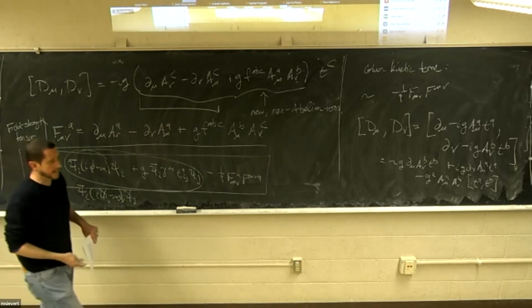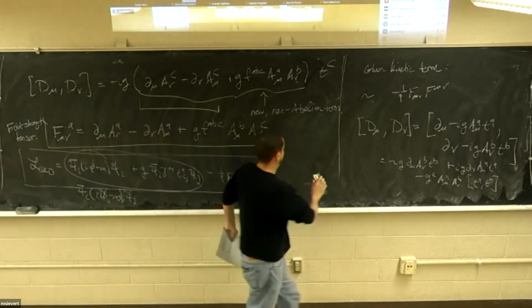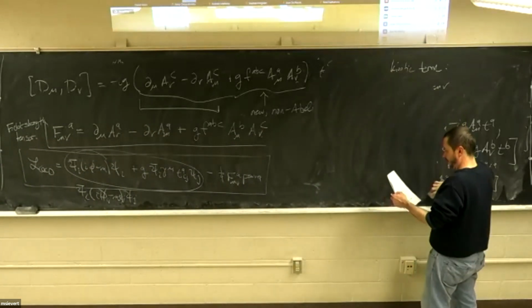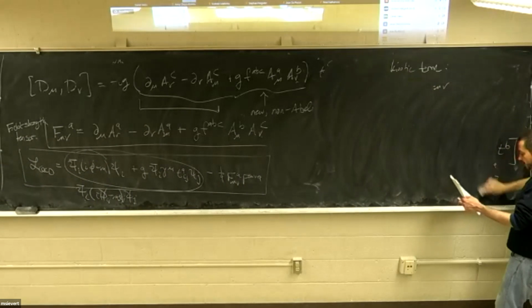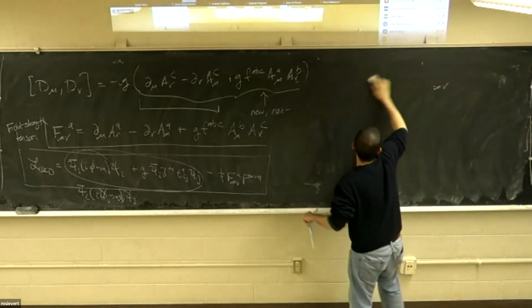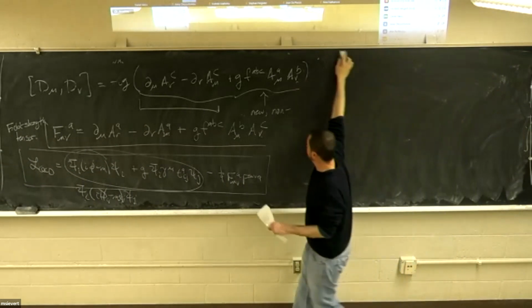Okay, so we've used the technology that we developed last time to construct the QCD Lagrangian. Before we dive into the implications of that, I want to check the properties of the gauge transformations.